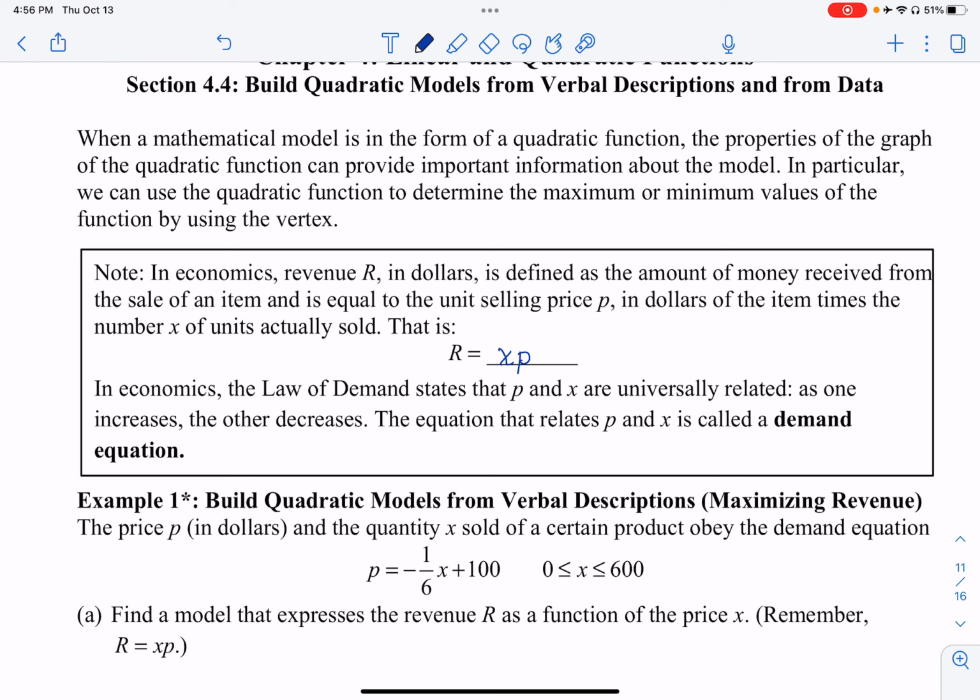In addition, in economics, the law of demand says that P and X, the price and the number of units sold, are inversely related, it should say there, not universally related. As one increases, the other decreases. We saw this recently on our exam, and I think we did one other example back in chapter 3, probably under 3.6. So the equation that relates P and X is called the demand equation. So that's going to be the price in terms of X or vice versa.